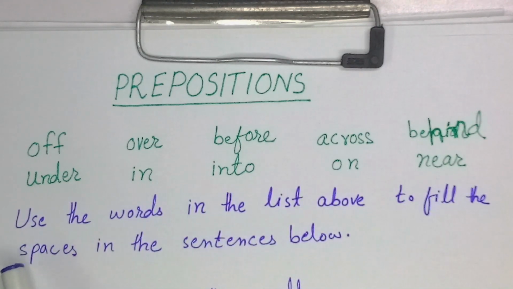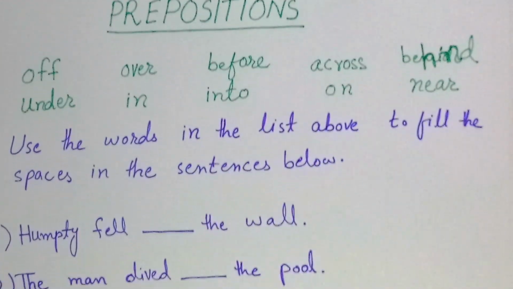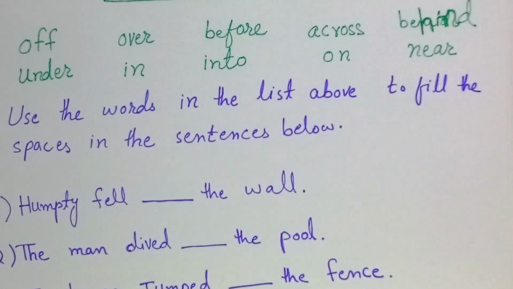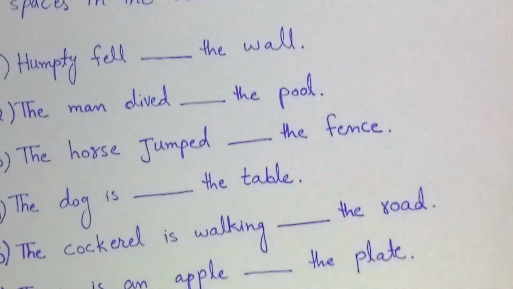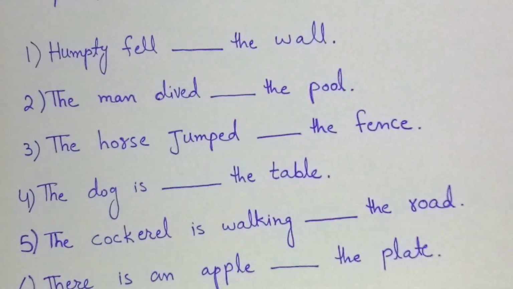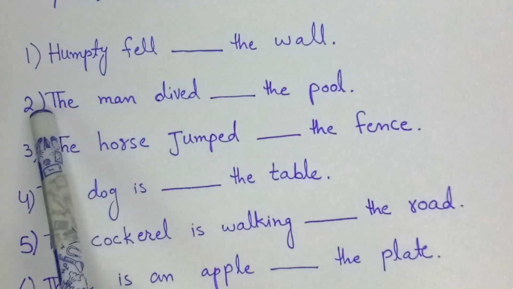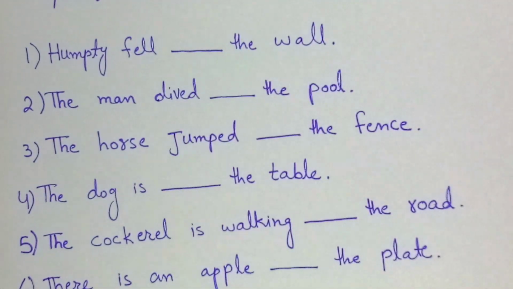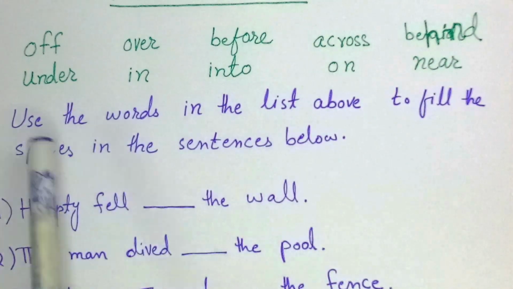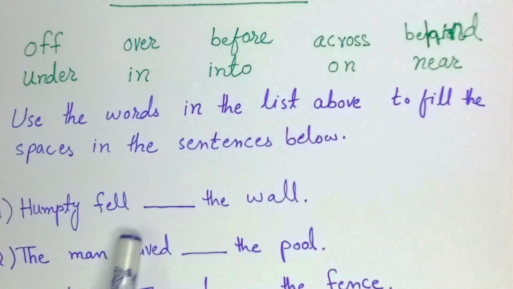So basically we are going to do an exercise to understand their uses, the preposition uses. Use the words in the list above to fill the spaces in the sentences below. So here we have a set of sentences, so we are going to use these words, prepositions, to find out which one fits better. Let's move to the first sentence. Humpty fell dash the wall. Now you have to choose from the above list which one will fit better here.